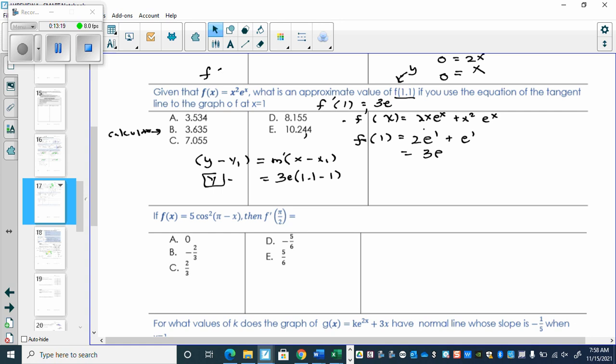Anyways, so find f of 1. So this is the x value for 1, this is the y value for 1, this is the x value for 1.1, and this is the y value for 1.1. And f of 1 is 1 e to the 1. Okay, so y equals 3e times 1.1 minus 3e plus e.